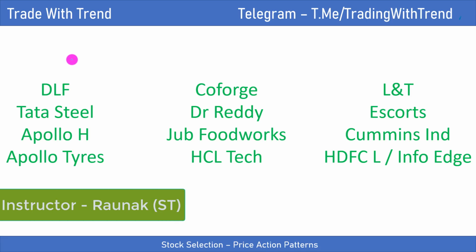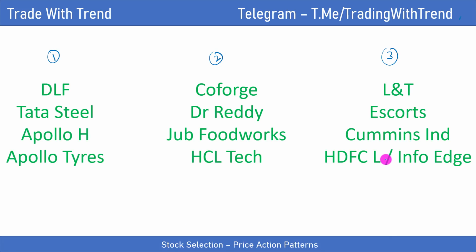So this is the fourth part of the stock selection using price action pattern series. In the first week, we selected these 4 stocks for trading. In the second week, these 4 stocks were selected. And last week, these were the 4 stocks that I had selected.